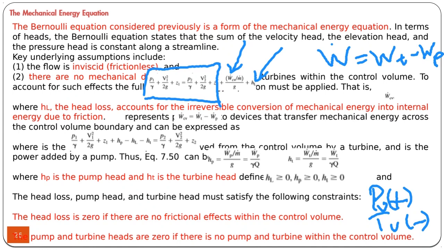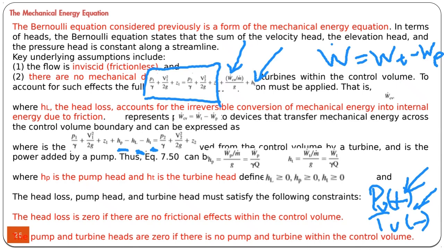Then HL is the losses due to the friction. So if you collect everything on the left-hand side, you have the pump term, which comes into play as plus, turbine term, which is minus, and loss term, which is also minus, which means pump adds energy into the fluid flow, turbine extracts energy from the fluid flow, and loss definitely removes energy from the fluid flow.